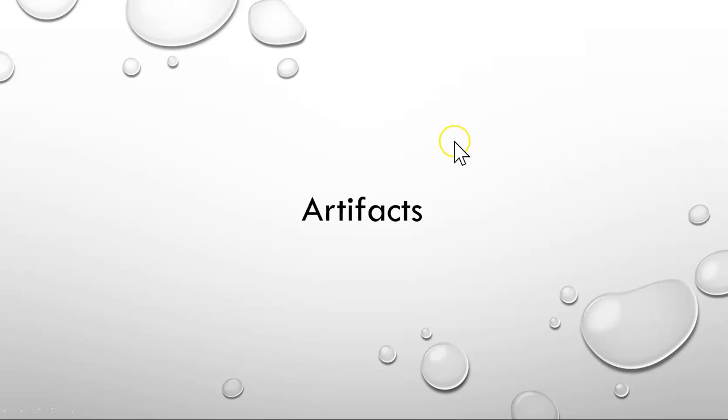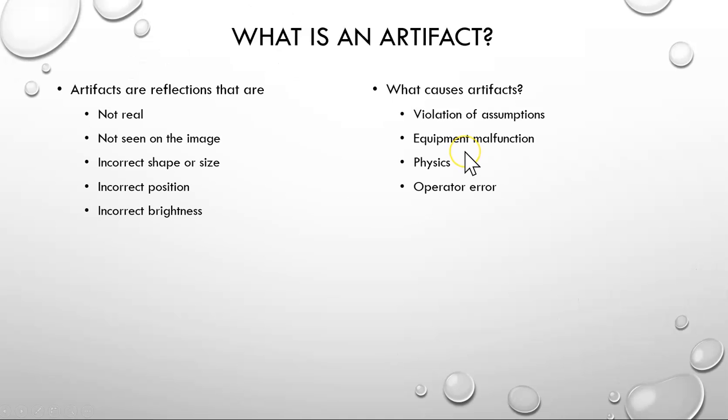Let's talk about artifacts, much more interesting than contrast material. What is an artifact? Artifacts are reflectors that are not real, that are seen on the image. They can be incorrect shape or size, incorrect position, or incorrect brightness.